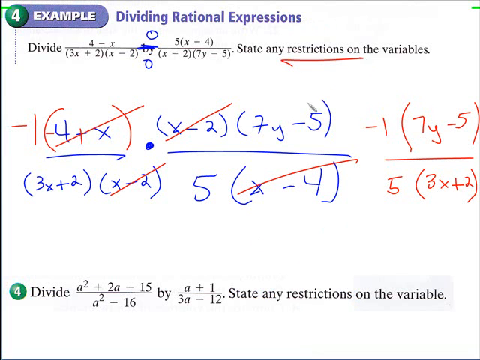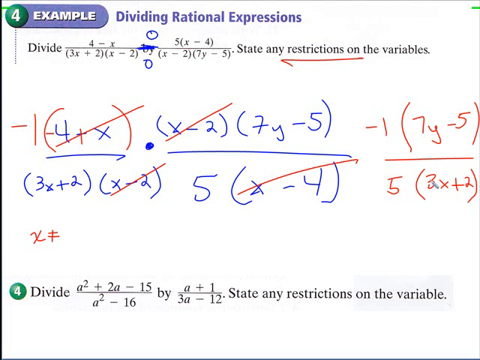now this one's going to be a little bit tricky, and let me explain why. We're looking for restrictions, so we're going to find out what x cannot equal. Remember, we always start with our answer. Over here, the 5, we're not worried about that. Over here, 3x plus 2, so when is this going to be 0?